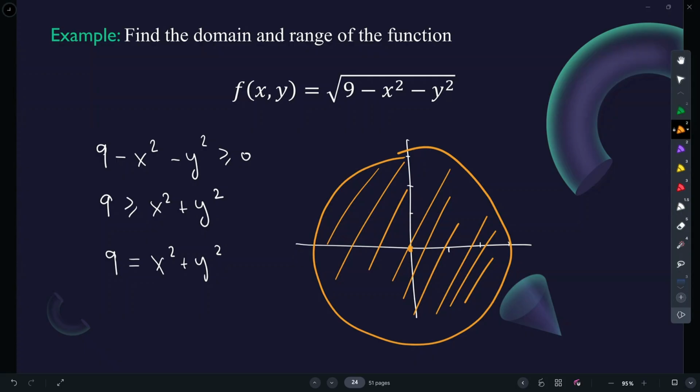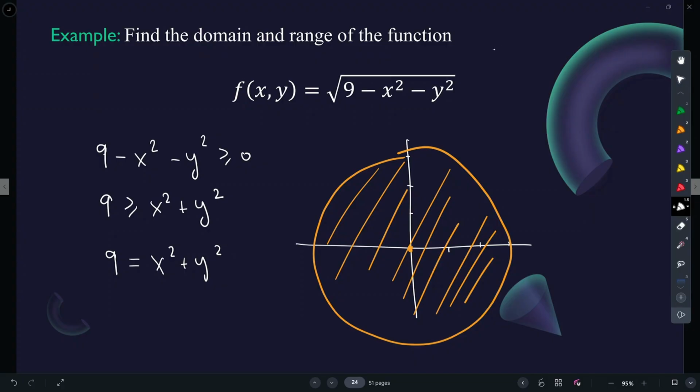What about the range? Anybody say something about the range? What values can I get with this function? 0 to 3. How do you figure out that the values are from 0 to 3? This square root is definitely a positive number. I think what you're trying to say is that the highest value happens right here, and it's 3, and then the value decreases to 0 at the boundary. How do we actually prove that?